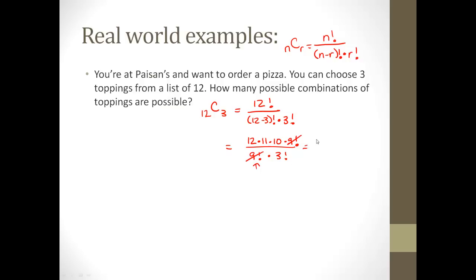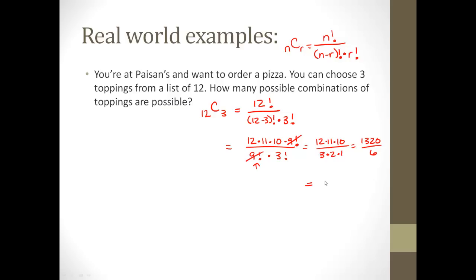So what that leaves you with is 12 times 11 times 10 over 3 times 2 times 1, because that's the permutation of 3. Now, you'll have calculators, so I won't expect you to do this, but 12 times 11 times 10 is 1320 over 3 times 2 times 1 is 6.